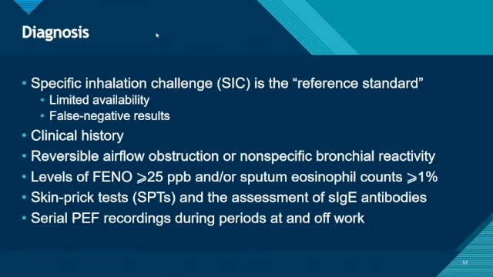Fractional exhaled nitric oxide is also a very useful test, which unfortunately is not available at the moment, but it basically reflects eosinophilic inflammation within the airways. And more than 25 parts per billion generally tends to reflect that a patient has hyperreactive airways. And we can also look at the sputum eosinophil count of more than 1%. Unfortunately, neither of these tests are available in any of the state sectors.